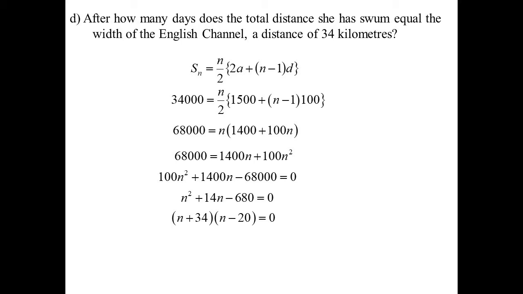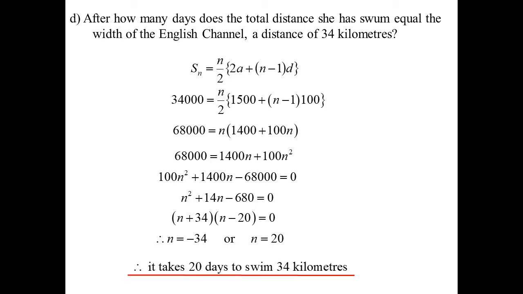So we have two possibilities. n equals negative 34 or n equals 20. But of course, in the context of our question, only one of those makes sense. I mean, you can't say, oh, that happened 34 days ago. So it must be the one that says it takes 20 days to swim.